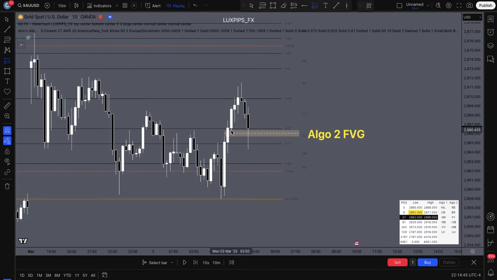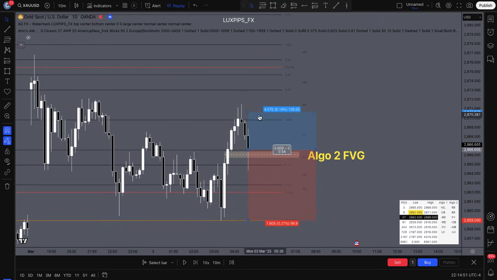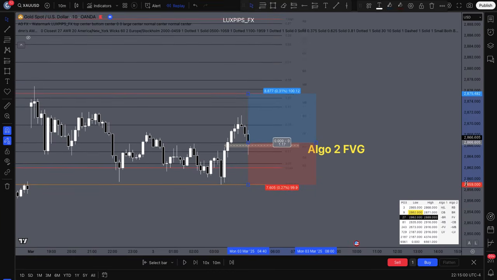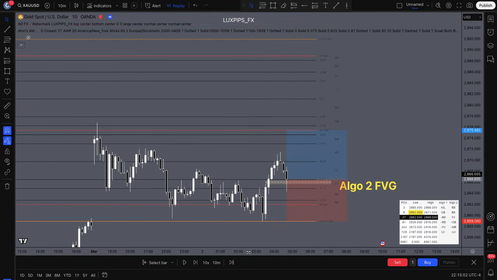So we're expecting a buy. Let's say we bought right here. Put the stop loss at the low, TP at EQ. Just a small trade, 1.1, it's 88 pips. Let's see what happens.